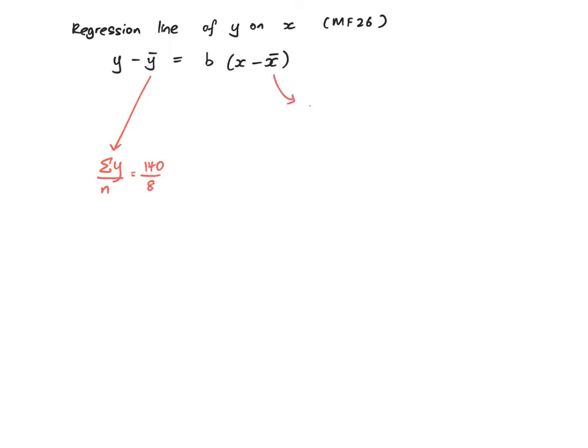Similarly, x bar is the summation of x over n, where the summation of x for the question is just 360, and n is 8. We are also talking about 8 pairs of sample data. Okay, and how about b? b would be nothing but the covariance of xy over the covariance of x, which is the summation of xy minus the summation.